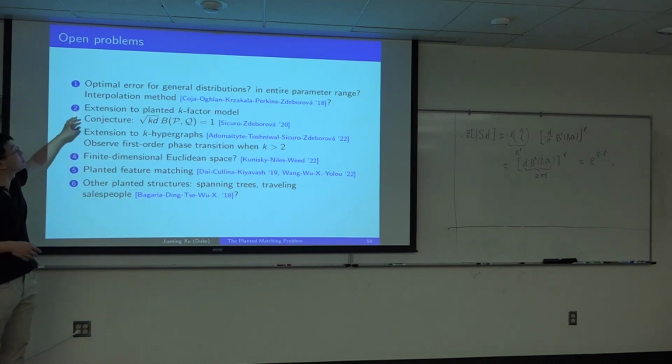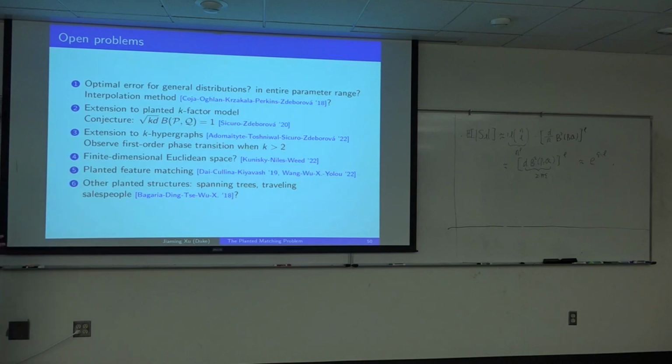So how to do that? There's one method in statistical physics and computer science called the interpolation method. I think in particular Will Perkins here is an expert on this. So this might be an opportunity to use the interpolation method to prove an optimal error as a function of this parameter.